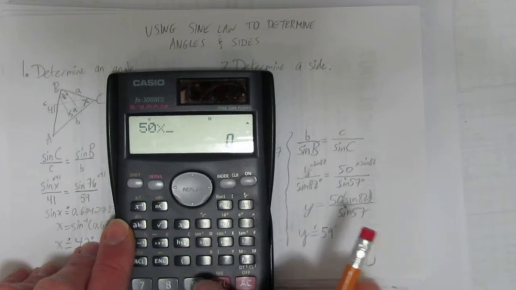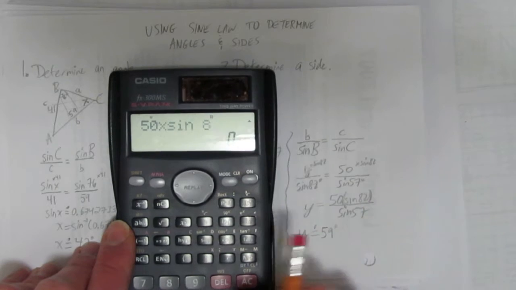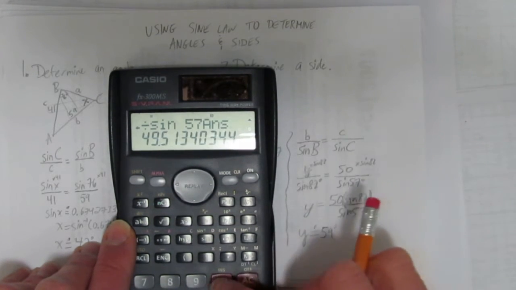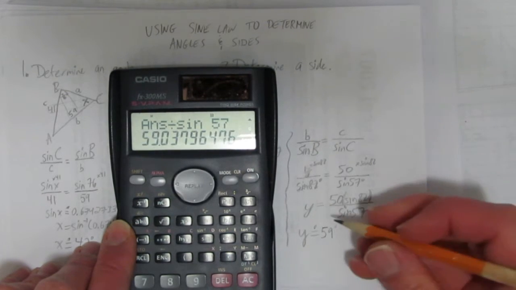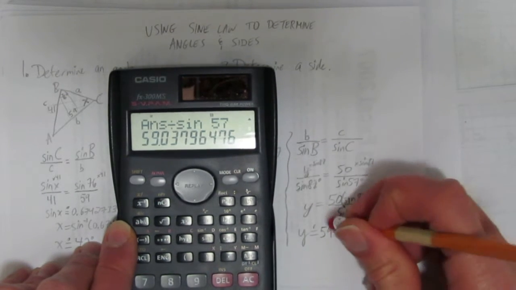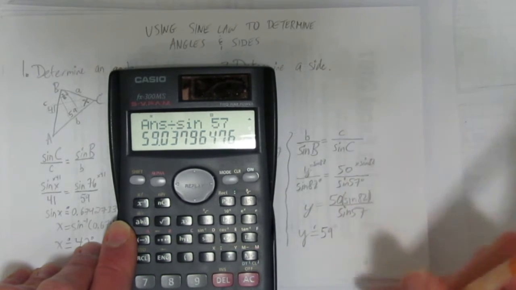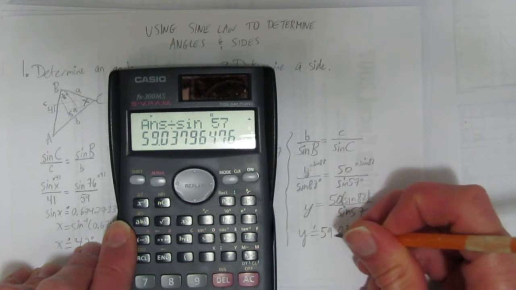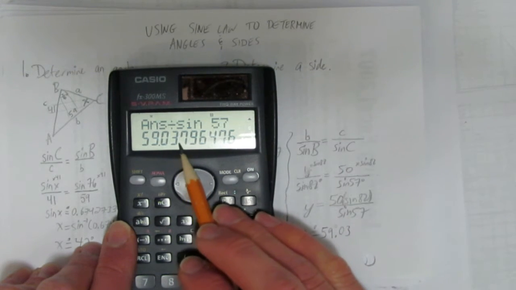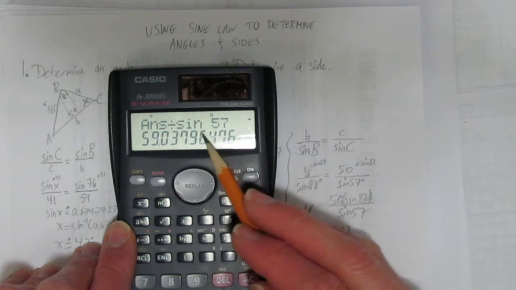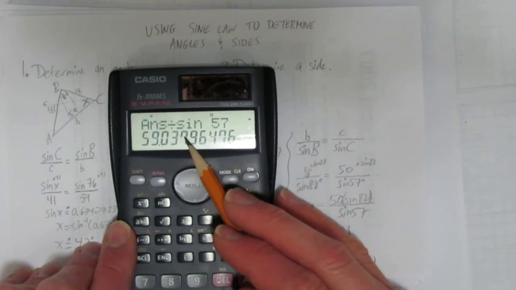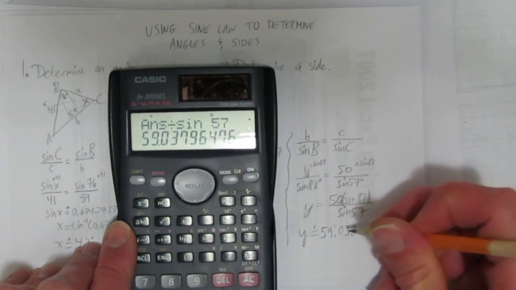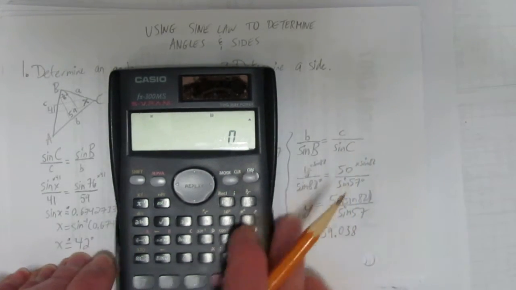50 times sine 82. Good thing I checked my work. Whew. Divided by sine 57. And you get 59, but not degrees. This is a side. I'm going to round sides to 3 decimals. So I get 59.03. What's after the 3 is the 7. I want to write a 7, except after the 7 I'm rounding to 3 decimals. So I check the 4th decimal. It's a 9, which means round up. So 59.038.